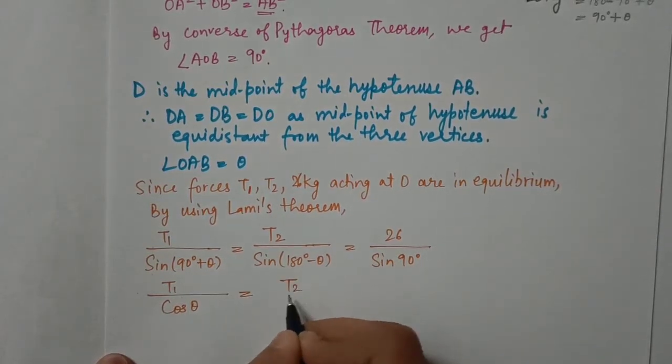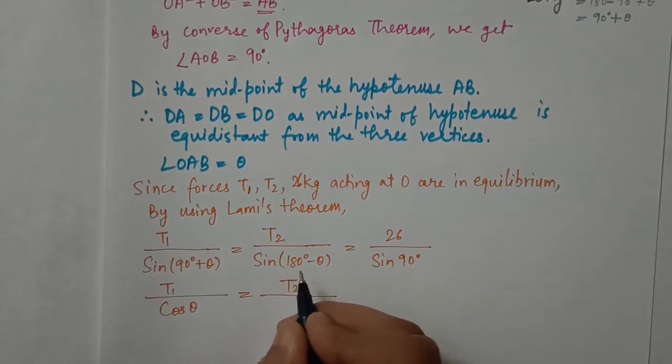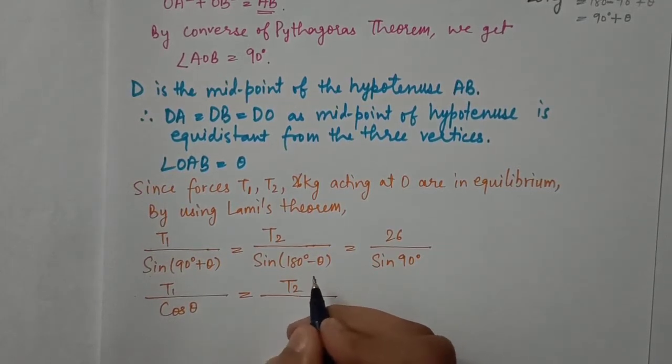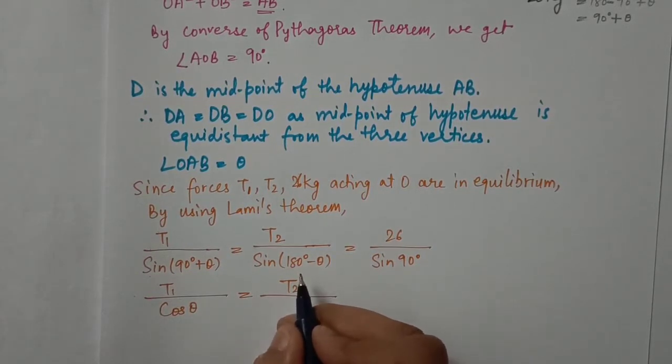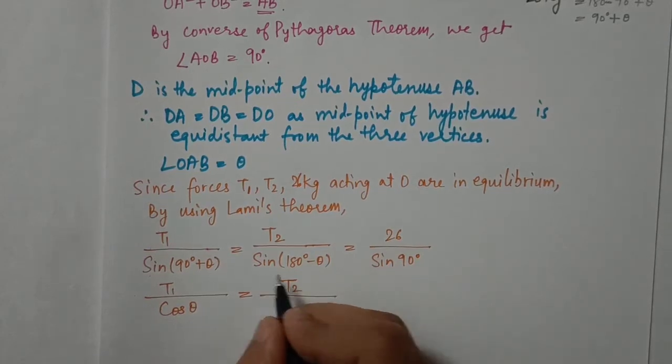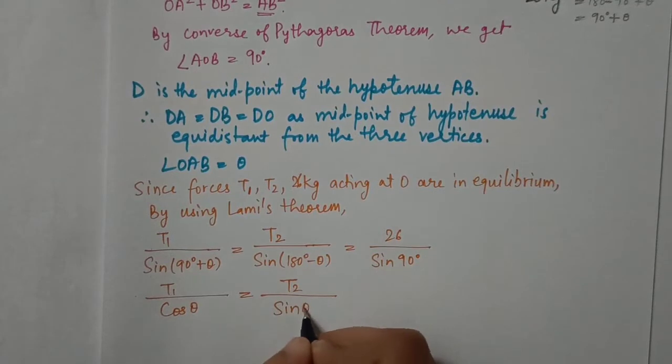And next we are having sine 180 degree minus theta. So it is 180 degree minus, which means it is again the second quadrant, and in the second quadrant the sign is positive, and because it is 180 degree, the sine will remain as sine. So sine of 180 degree minus theta would be equal to sine theta.